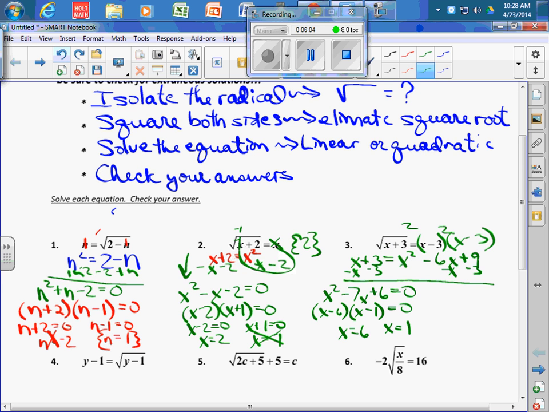look what happens. 1 plus 3 is 4. The square root of 4 is 2. When I put 1 here, 1 minus 3 is negative 2. The square root of 4 is not equal to negative 2, so the 1 is out. Our answer is 6.